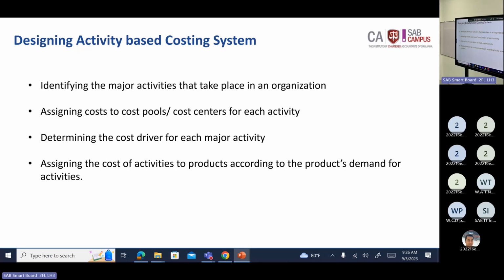Then assign cost of activities to product according to product demand for activities. Determine the cost driver. Cost driver determine then actually you have to calculate the cost driver rate.